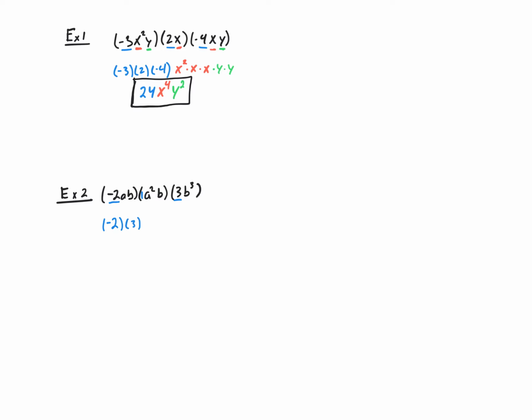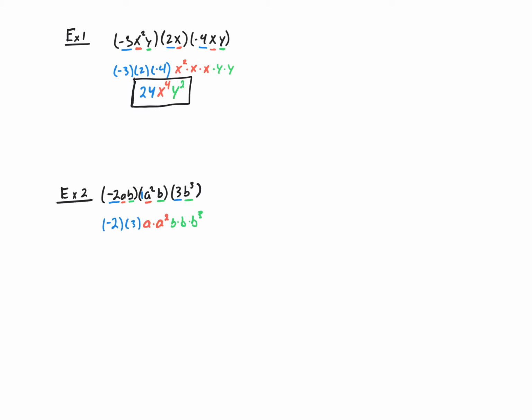Then I'm going to do all of the a parts together. a squared, and there's no more a's over there, so this is a times a squared. And then the b's, there's a b and a b and a b cubed. B times b times b cubed. So let's keep going here.